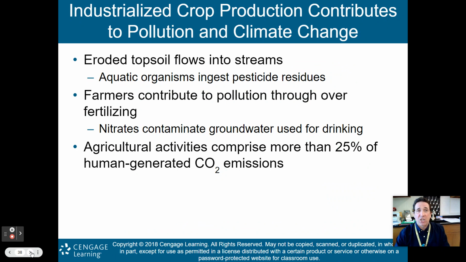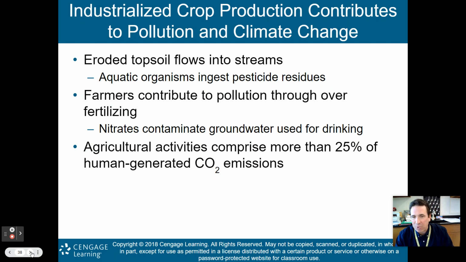Industrialized crop production contributes to pollution and climate change. Again, let's keep talking about what these environmental effects are. Eroded topsoil flows into streams. Aquatic organisms ingest pesticide residue, and then we ingest those aquatic organisms, right? Not good. Farmers contribute to pollution through over-fertilizing. Nitrates contaminate groundwater used for drinking.